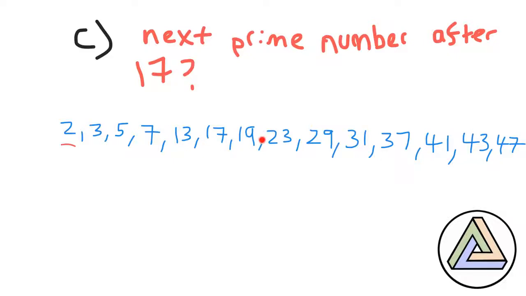21 is not a prime number because 21 is divisible by 3 and 7. 25 is not a prime number because 25 is divisible by 5. 27 is not a prime number either because that's divisible by 3 and 9, and so on. I kind of went down the line. But anyway, we want to know what's the next prime number after 17. Well, clearly it is 19, right there.